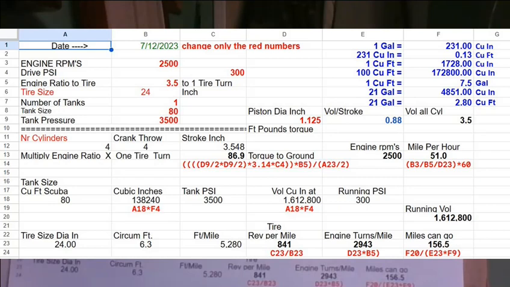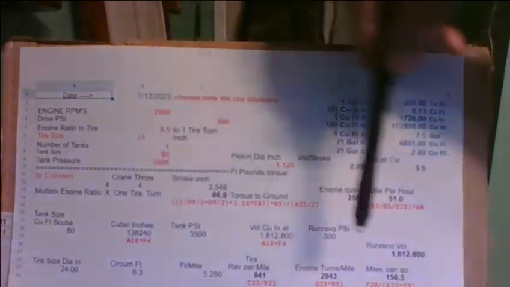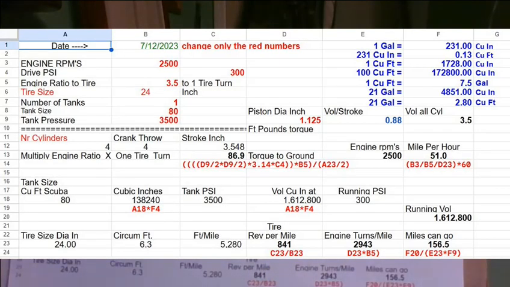I've gone through these numbers many times, and I'm hoping they're correct. But if anyone, based on these formulas, can tell me I'm not right, I would appreciate hearing from you. I don't want this to be wrong, and I'm hoping it is correct.